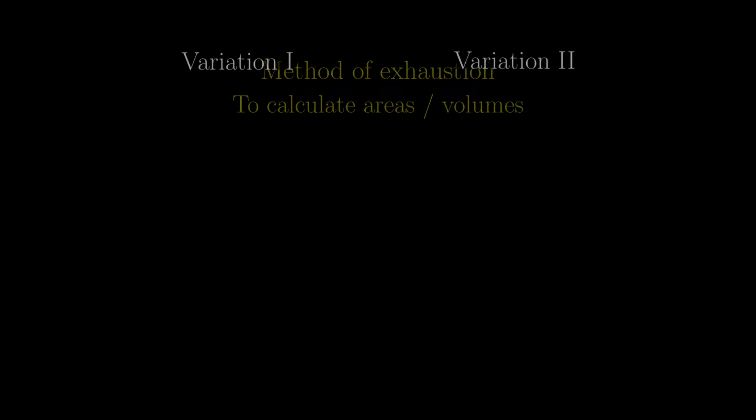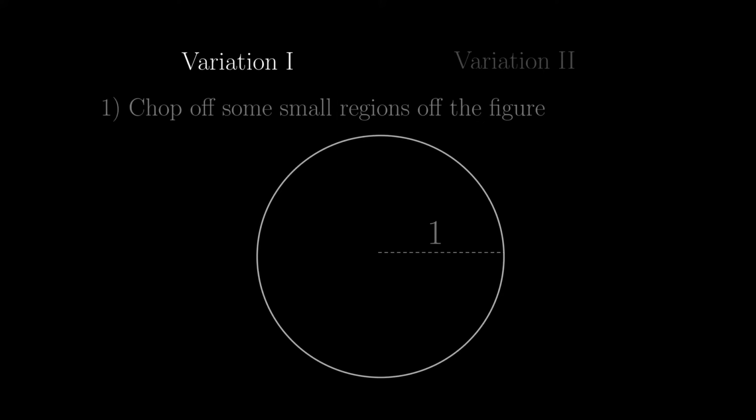The method of exhaustion is typically used to calculate the area or the volume of a figure that is not completely enclosed by straight lines. There are 2 variations of this method, although very similar. We use the example of the calculation of pi to illustrate both variations. We work on a unit circle, so pi is the area of the circle.